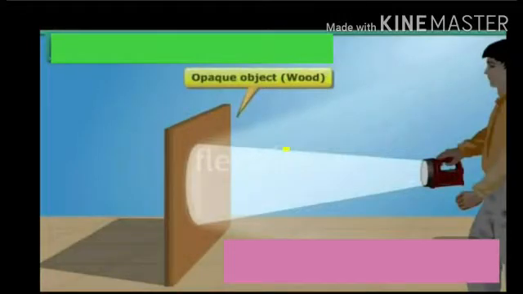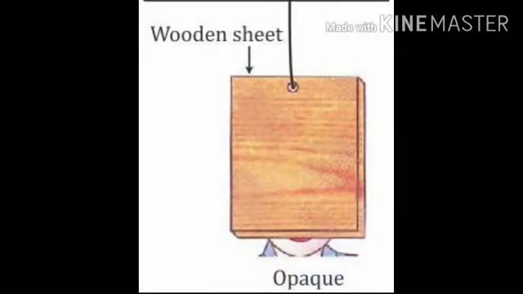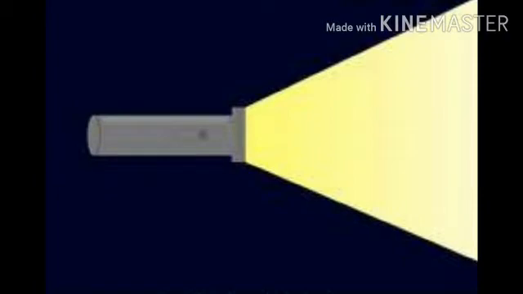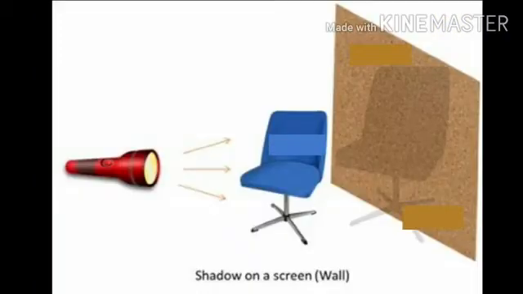We have studied that an opaque object does not allow light to pass through it. We cannot see through an opaque object. So let's find out what happens when light falls on an opaque object. In a dark room, shine a torch on a wall. And now place a chair in the path of the light.